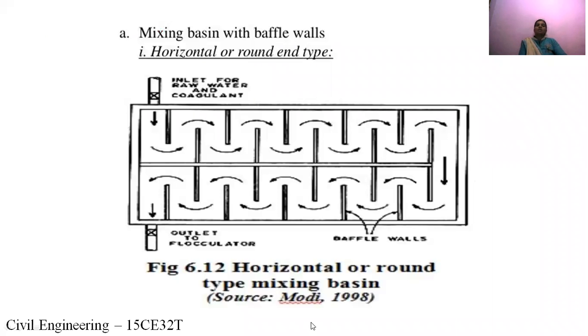This is the sketch of the mixing basin with baffle walls, horizontal or round end type. So this is the inlet for raw water and coagulant. This is the outlet to flocculator. So these are the baffle walls provided inside this mixing basin.